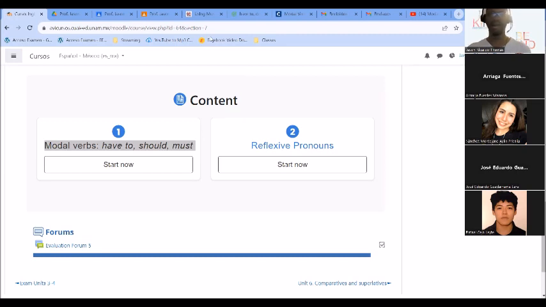Now, as is customary, we're going to be looking at the structure for these modal verbs, which you will find to be pretty simple. And we'll dive in a little deeper on some of the uses and do some practice.